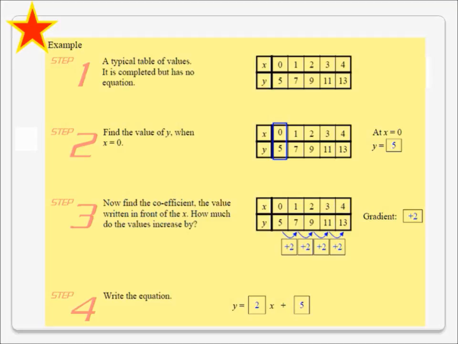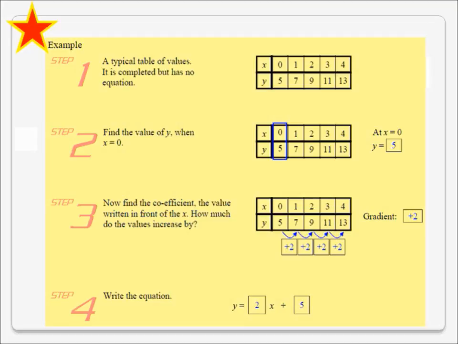Step number 3. Now I want to have a look and see how the numbers are changing. If I look at the x coordinates, I can see that they're all going up by 1. But the y coordinates are going up by 2. This is the clue for the gradient. So I'll put that in the box.